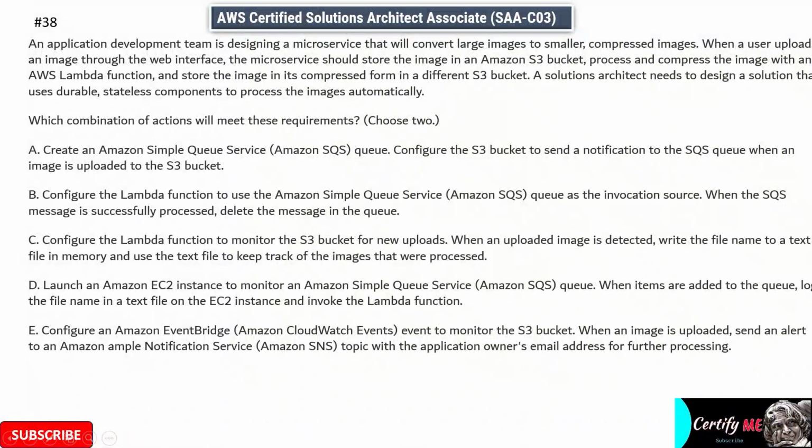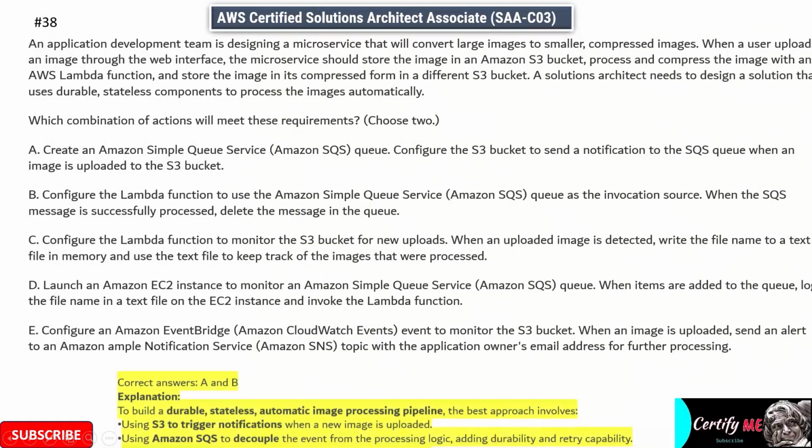Option D: launch an Amazon EC2 instance to monitor an Amazon Simple Queue Service queue. When items are added to the queue, log the file name in a text file on the EC2 instance and invoke the Lambda function. Option E: configure an Amazon EventBridge event to monitor the S3 bucket. When an image is uploaded, send an alert to an Amazon Simple Notification Service topic with the application owner's email address for the further processing. The correct options are option A and option B.